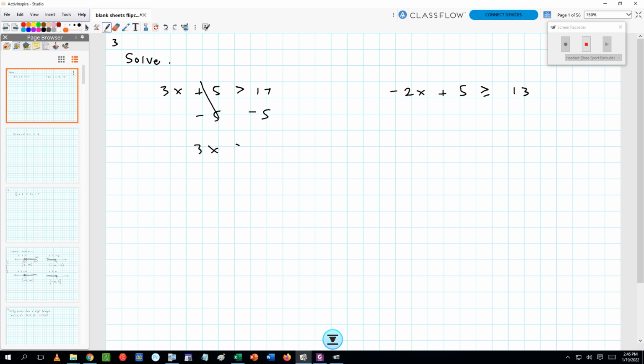We have 3x is greater than 12. We'll divide both sides by 3. And we get x is greater than 4.